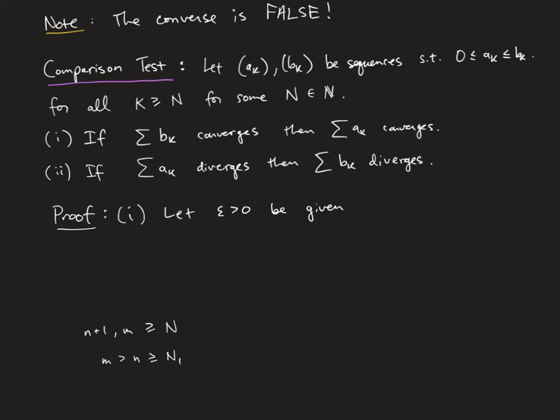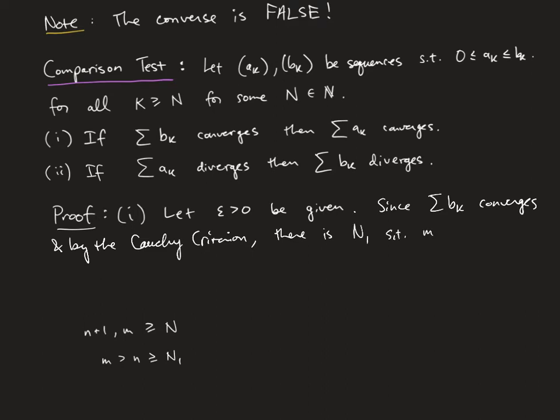So we let epsilon greater than 0 be given. Because of the convergence of the B series, since this converges, and by the Cauchy criterion, there is an n1 such that when m is bigger than n is bigger than or equal to n1, we have that the sum from n plus 1 to m, so this partial tail sum of the b's, is less than epsilon. So choose n2 to be the max of n1 and N.